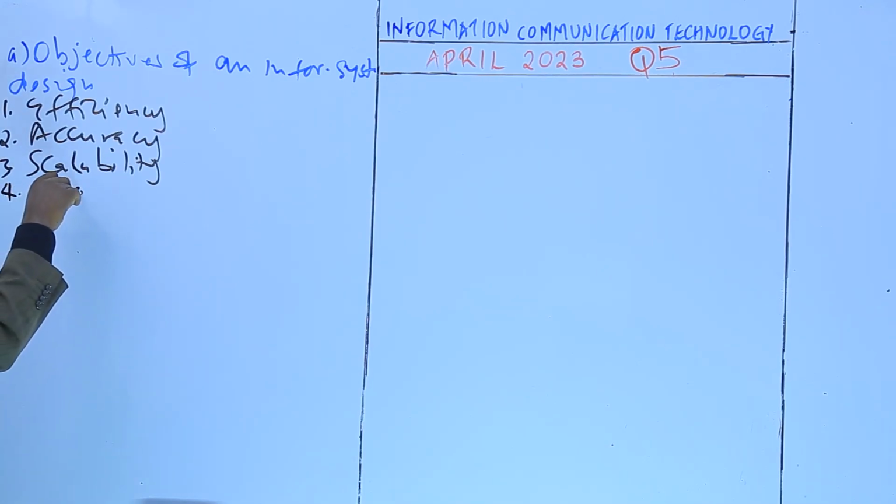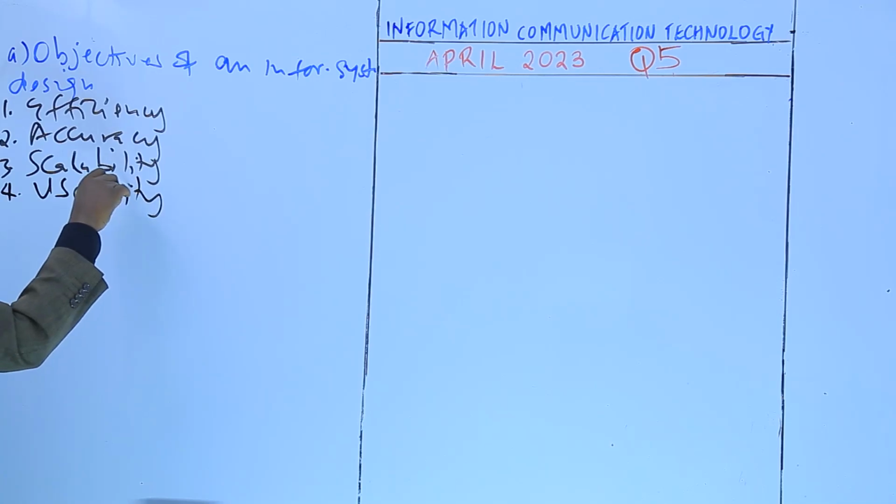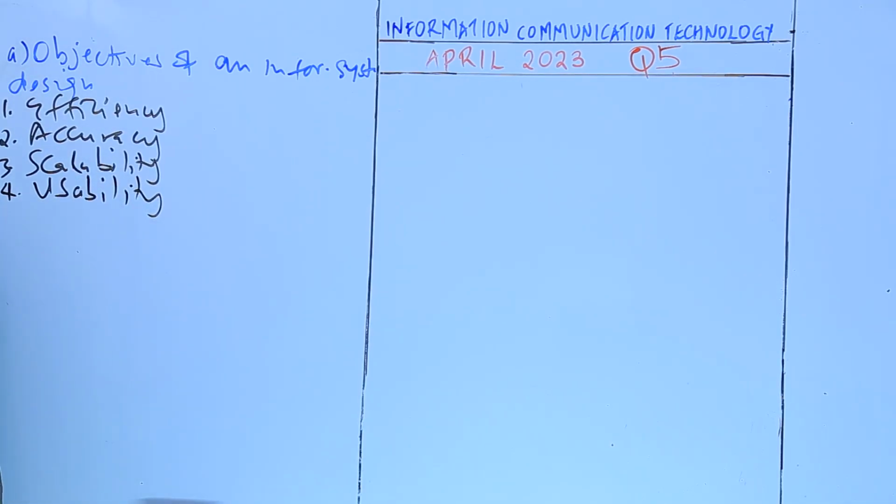4, usability. The design should support user friendliness, should prioritize usability and user friendliness. It should be intuitive. It should be easy to navigate, and it should provide a pleasant user experience. The user interfaces should be designed with an end user in mind, considering their needs, their preferences, and even their skill levels.